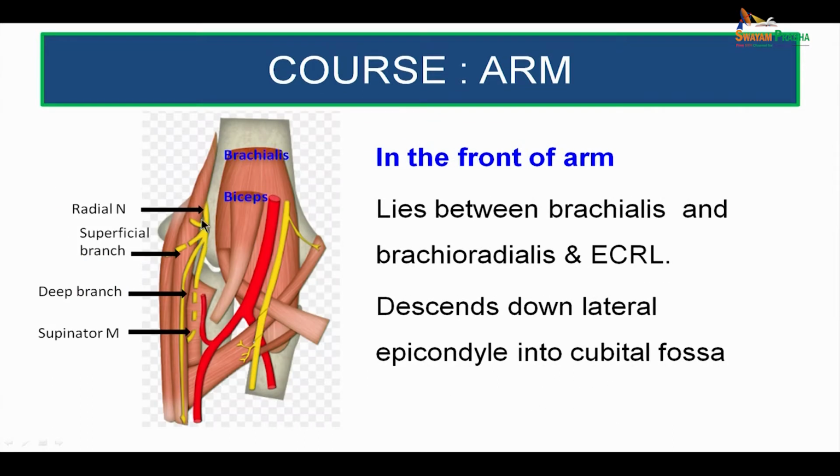So, having reached the front of the arm, just in the region anterior to the lateral condyle, it lies at the lateral aspect of the cubital fossa, where it lies between the brachialis on the medial side, and brachioradialis and extensor carpi radialis on the lateral side. So, this is how we see it against the lateral epicondyle in the cubital fossa.